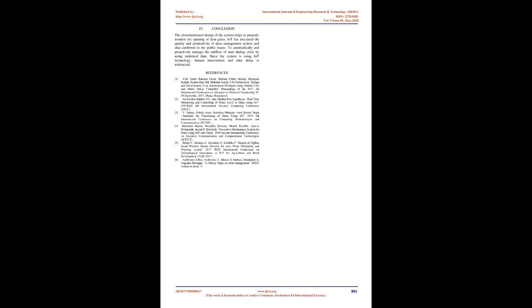For conclusion, the aforementioned design of the system helps to properly monitor the opening of dam gates. IoT has increased the quality and productivity of the dam management system and also enabled the public to automatically and proactively manage the outflow of the dam during a crisis by using statistical data. Since the system is using IoT technology, human intervention and time delay is minimized.